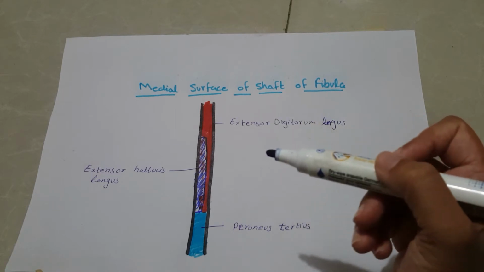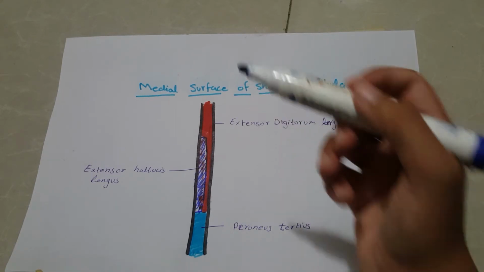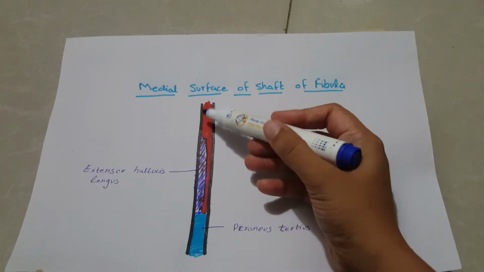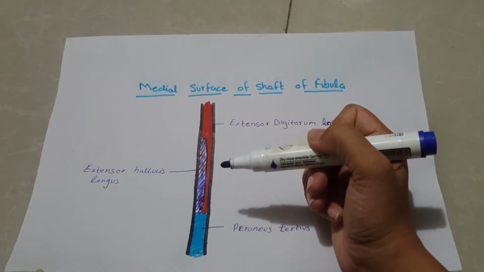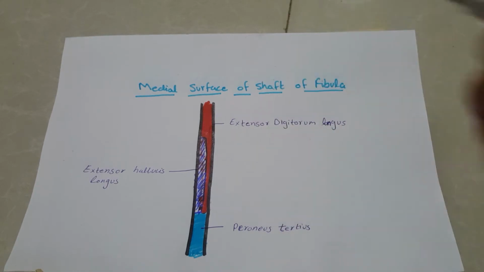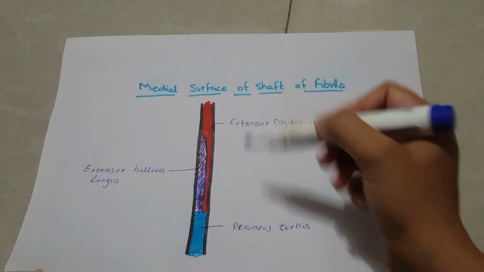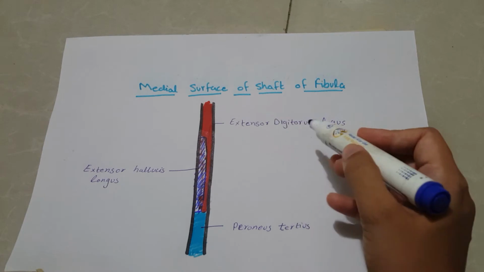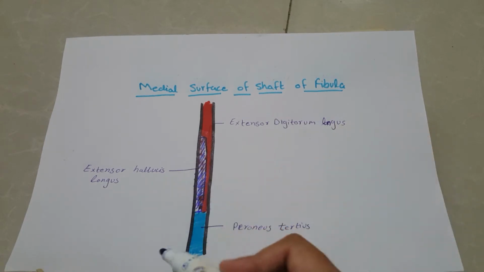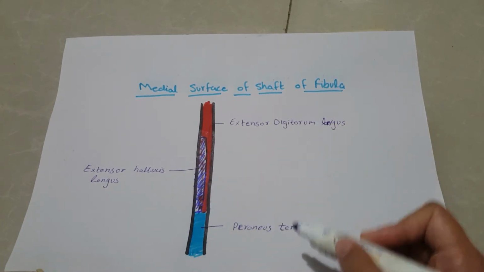Medial surface of shaft of fibula. As we know, medial surface of shaft of fibula is present between the anterior border and the medial border. This surface is very narrow, that's why I have drawn it separately to show medial surface of shaft of fibula attachments. Medial surface of the shaft of fibula has following attachments: extensor digitorum longus, extensor hallucis longus, peroneus tertius.